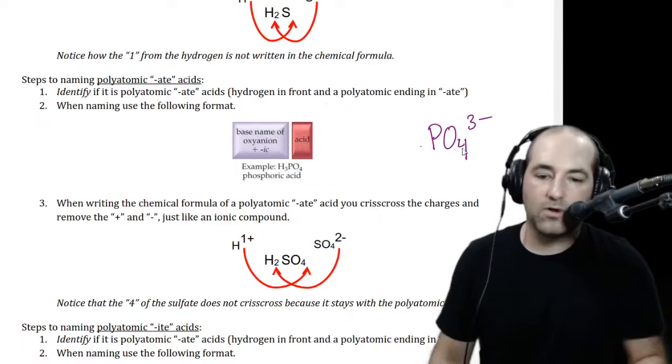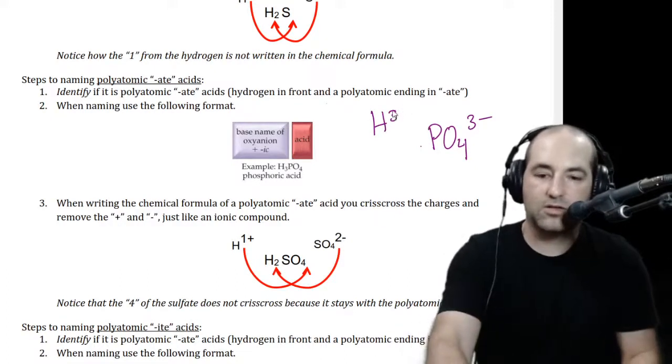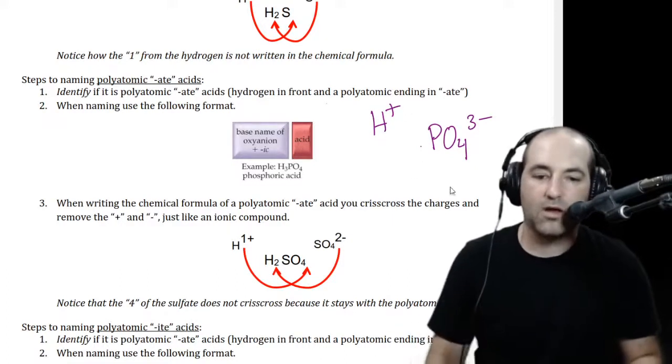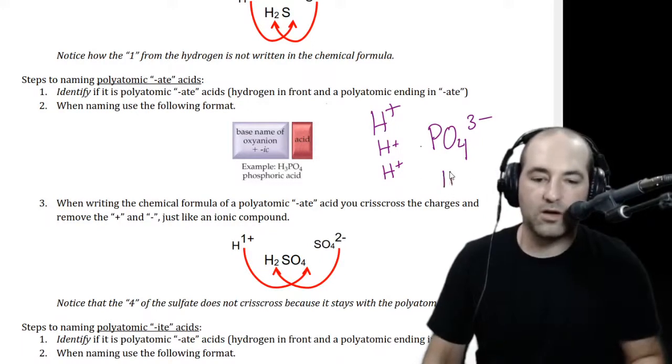So PO4 is 3-, and hydrogen is, not 3, hydrogen is +1. And so to put those together in a compound, we need 3 of these, right? 3 pluses to balance out the 3 minus. And so that formula becomes H3PO4.